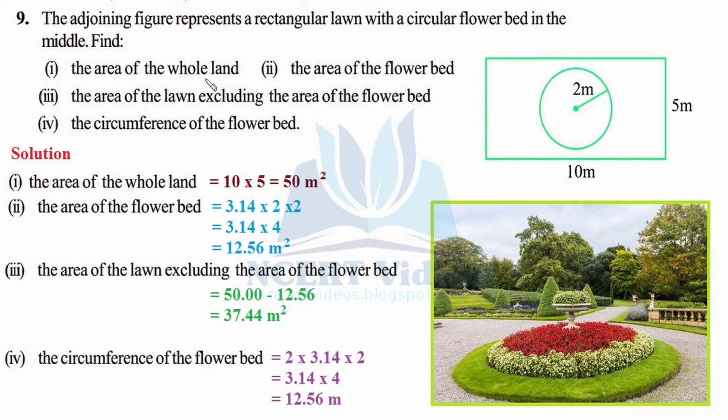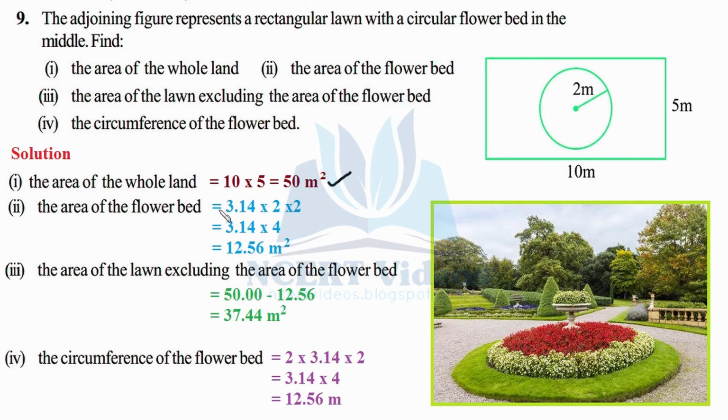So the area of the whole land, it's simple. Since the circle is within this land, we will consider this outer land, that is the rectangular part. It is length into breadth. So 10 into 5 is 50 meters square. That's your first part. The area of the flower bed is simple, pi r square.